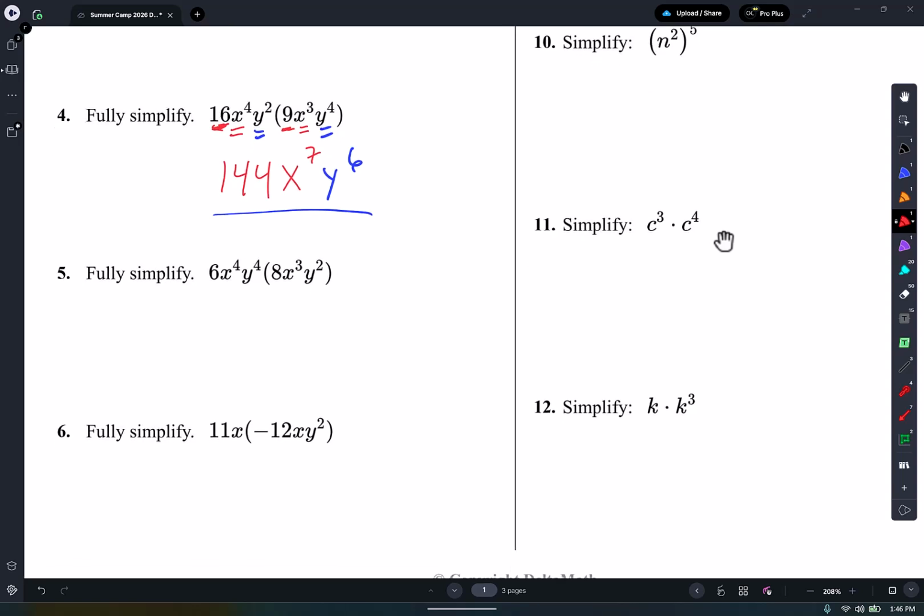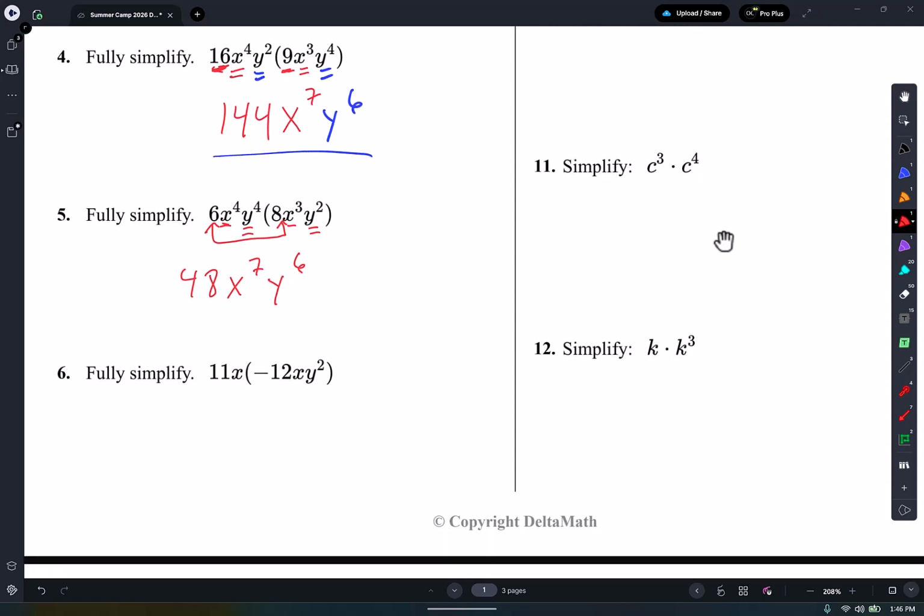All right, what is 6 times 8? 48. So I write 48. And then I'm multiplying here, x to the 4th times x cubed. What am I going to do to those exponents? I'm going to add them. And then y to the 4th times y squared. Y to the 6. There it is, guys.